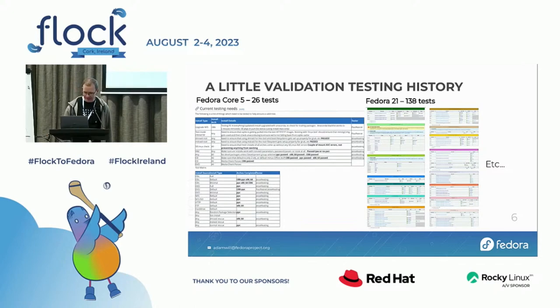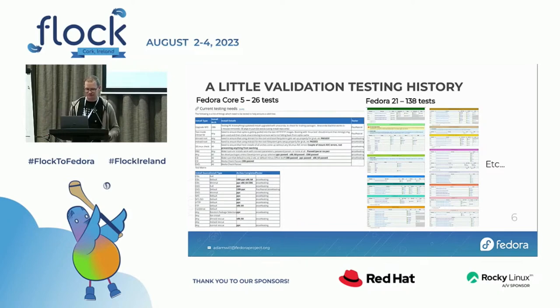By the time we got to Fedora 21 in 2014, which was the release before we started automating things, we had 138 tests. That's not all of them, that's just some of them, that had to be done manually for every compose, which was a lot of work.